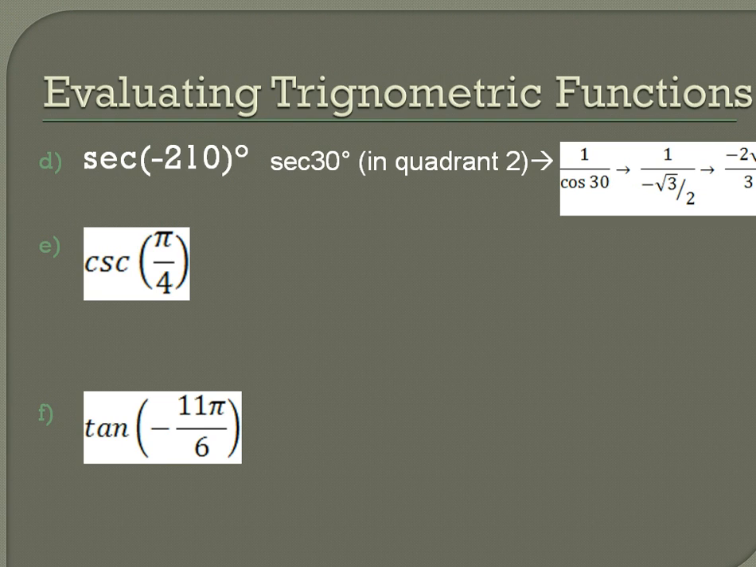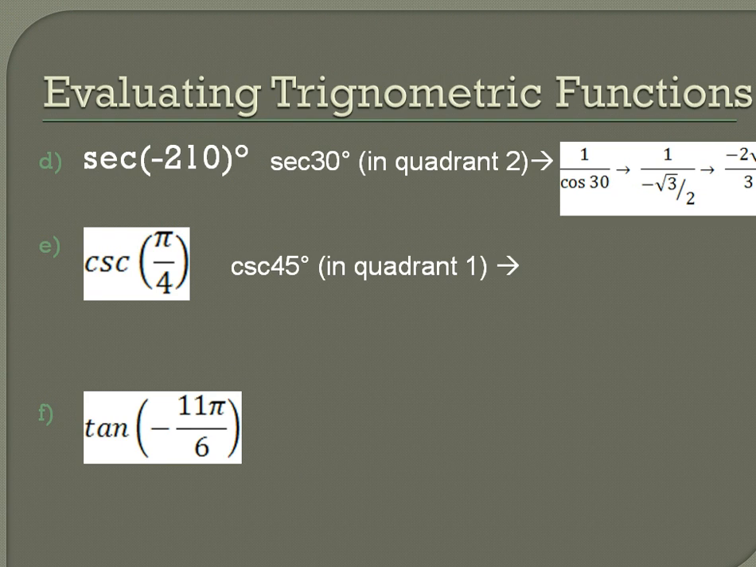E, cosecant of pi over 4. Alright, so this one should be fairly simple. So we ask ourselves, pi over 4, what would your reference angle be? And in this case, I know that my reference is going to be a 45-degree angle. What quadrant am I in? Obviously in quadrant 1. So I get the cosecant of 45 degrees in quadrant 1.